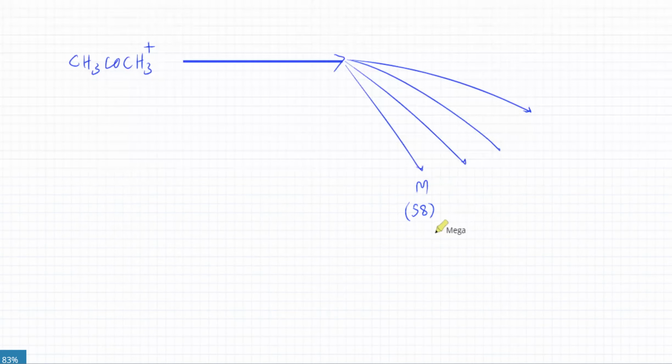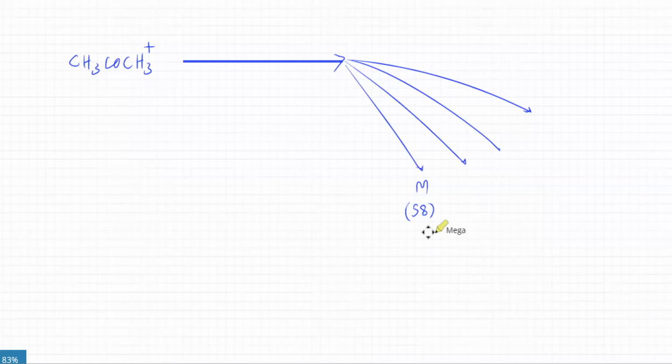Is this clear or not? Sir, how is this 58? I'm assuming that all of them are carbon 12, right? So what's the total mass of this? It's 12 plus 12 plus 12, that's 36. Plus 16, that would give you 52. Plus 3 hydrogens, that's 6. So that's 58. Is that clear?